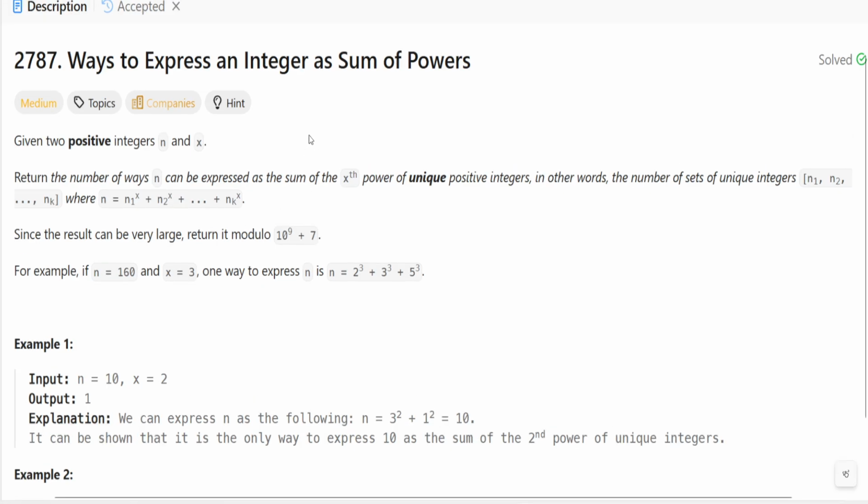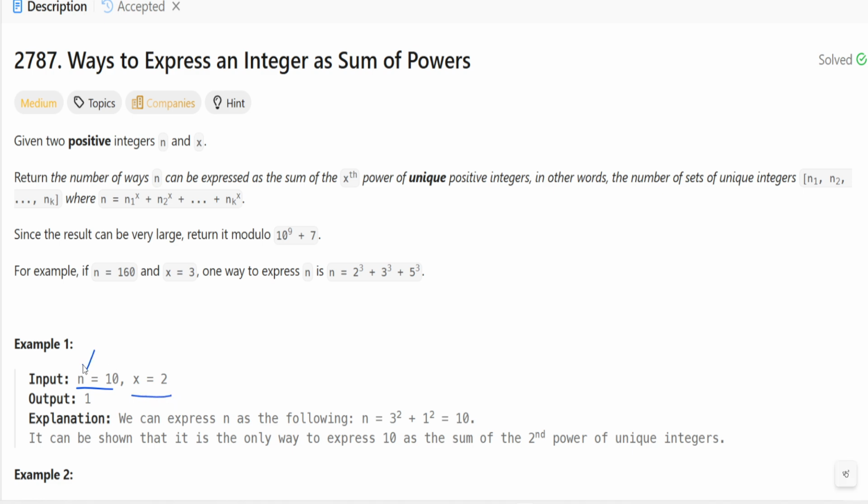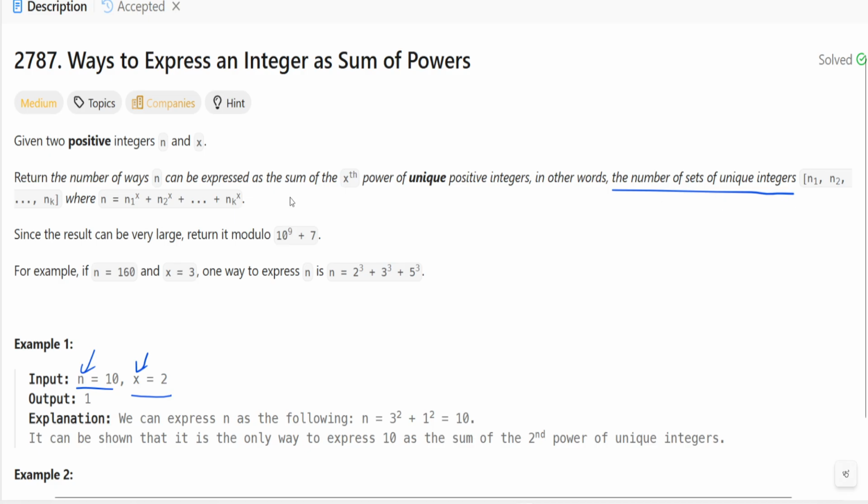First, you are given two things: n, which is 10, and x, which is 2. So you must count how many sets of distinct positive integers we have, from n1, n2 up to nk. All these positive integers are distinct, which means they are unique, so we have to take the set of these unique integers.